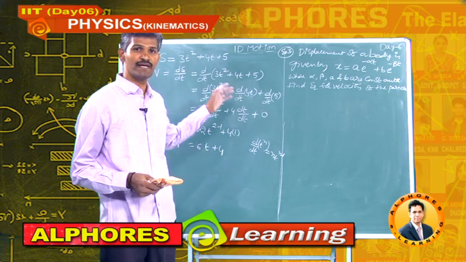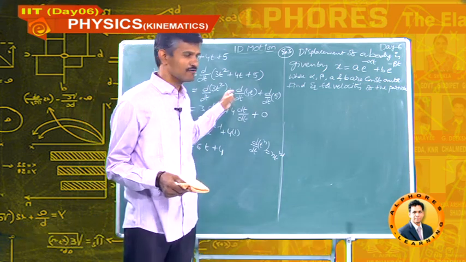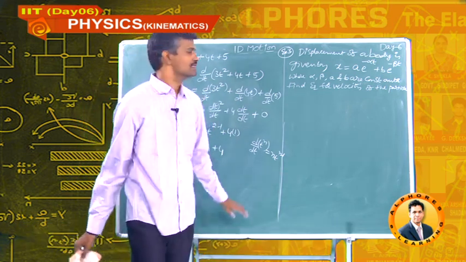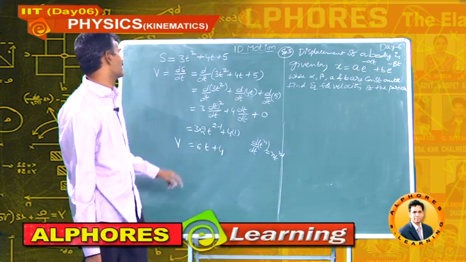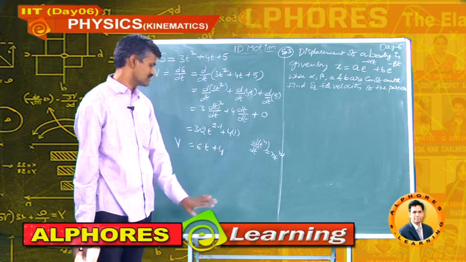Students, I am explaining this question. This is different from all the questions we solved. What is the velocity of the particle at t equal to 2 seconds? This is our question.